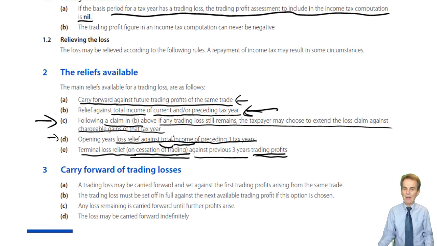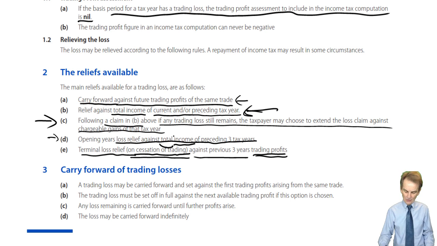Other than that, specialist relief in opening years is still a claim against total income, but this time against the total income of the preceding 3 tax years, allowing you more immediate relief for the loss. That is one single claim, as we'll see in the detailed note, that goes against all of those preceding 3 tax years. And on cessation, once we've computed it, we've got to see what we mean by this terminal loss. Once we've calculated that figure, then we can go back against trading income assessed within the preceding 3 tax years.